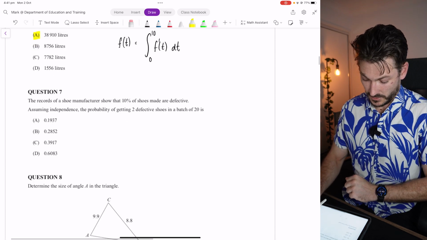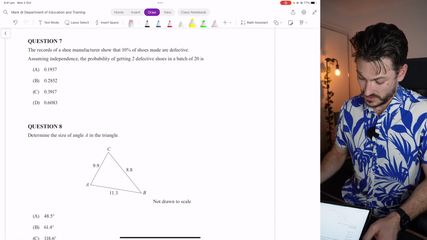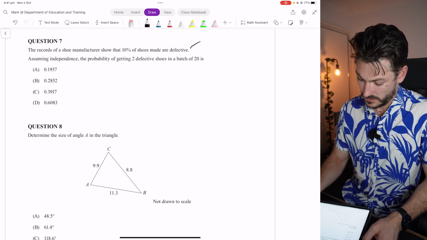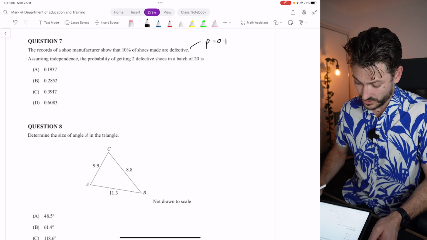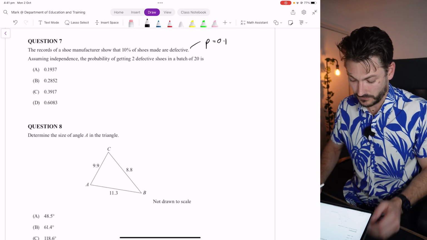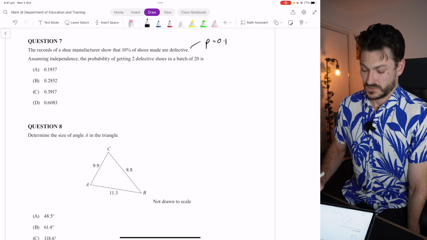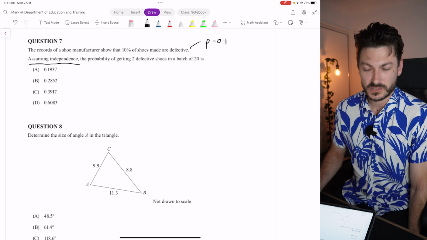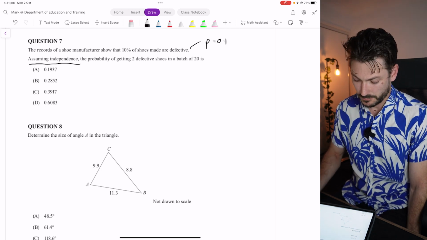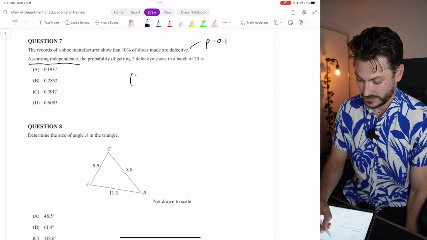Question 7. The records of a shoe manufacturer show that 10% of shoes are made defective. So straight away, that indicates to me that p equals 0.1. Assuming independence, the probability of getting 2 defective shoes in a batch of 20. So this assuming independence bit indicates to me that it's a binomial distribution. p is 0.1. So you've got two choices. You can either recognize that n is going to be 20.